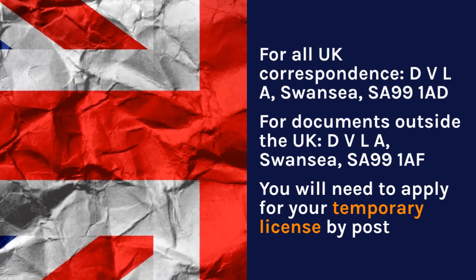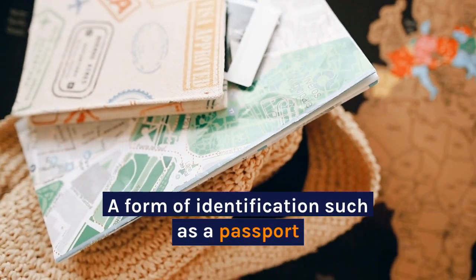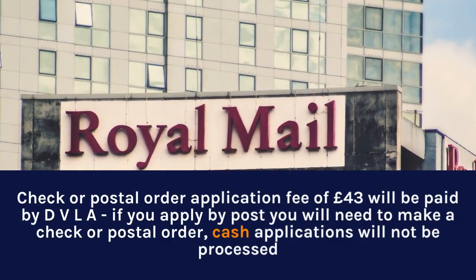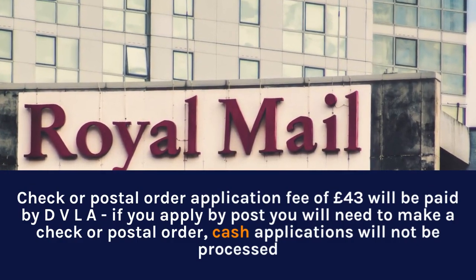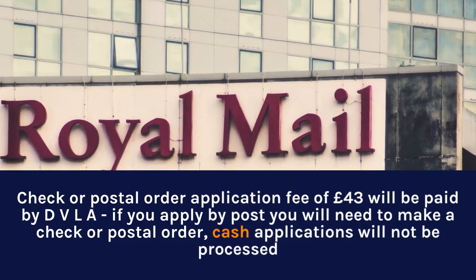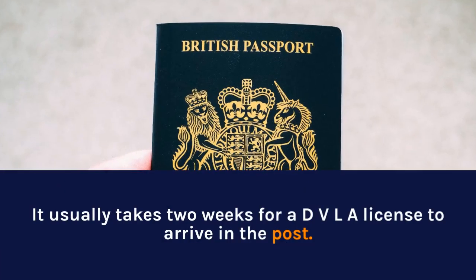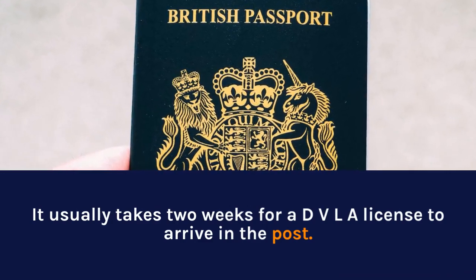You will need the following to apply for your provisional licence by post: a form of identification such as a passport, and a cheque or postal order for the application fee of £43, payable to DVLA. If you apply by post you will need to make a cheque or postal order. Cash applications will not be processed. It usually takes 2 weeks for a DVLA licence to arrive in the post.